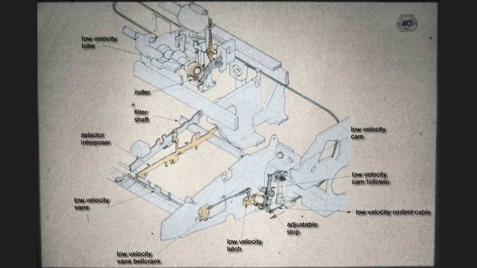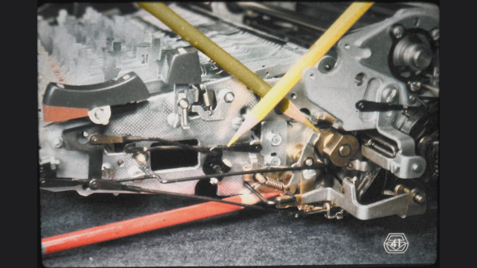Once again, the interposer performs the selection between a sharp, fast-rising cam for high-velocity printing and a more rounded cam for low-velocity printing. Detailed discussion of this subject is given in Program 10.4a when the interposer is pushed forward by the filter shaft. It meets the lug on the low-velocity vane, rotating its top to the front.